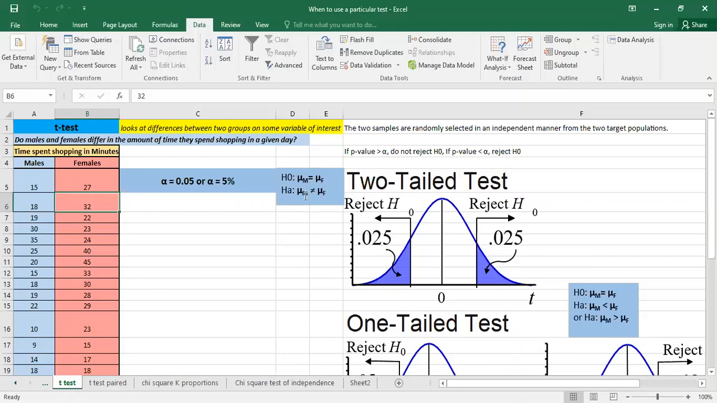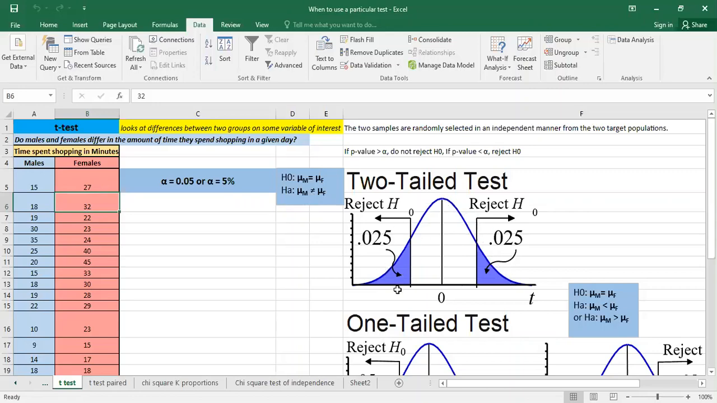And here, the first case we have is a two-tailed test. Why is it a two-tailed test? Because it includes the symbol for different. It doesn't specify a direction, whether greater or less. So we are not interested in knowing who's spending more time, but we are interested in knowing whether there is a difference or not.